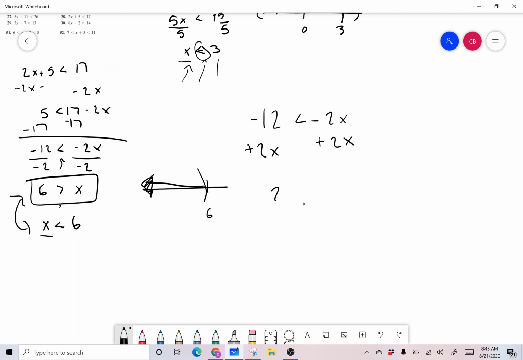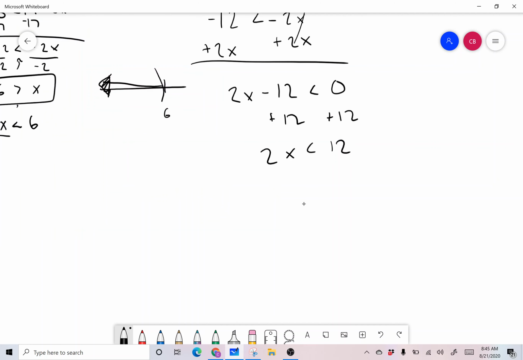2x minus 12 is less than 0. Okay, that's 0. That cancels. Then I'm going to add 12. 2x is less than 12. And then I'm going to divide by 2, and x is less than 6. And so you can see I got the same answer, and I did not divide at all by a negative in this case. So what happened?